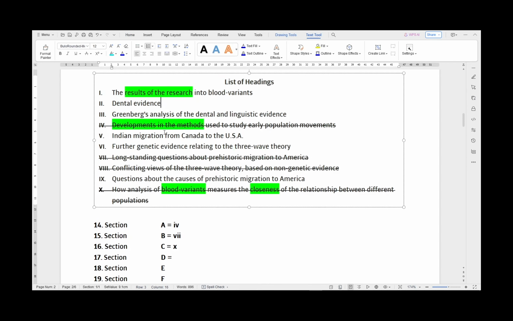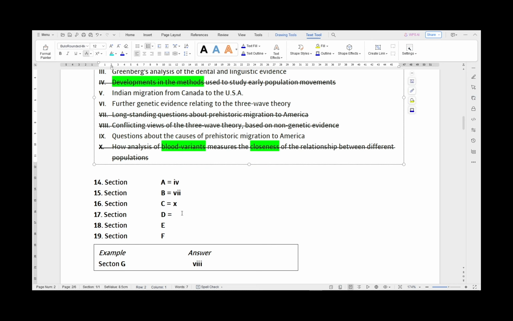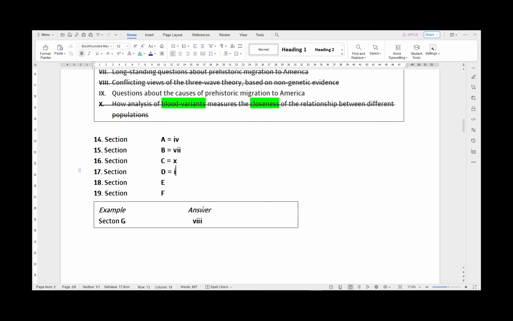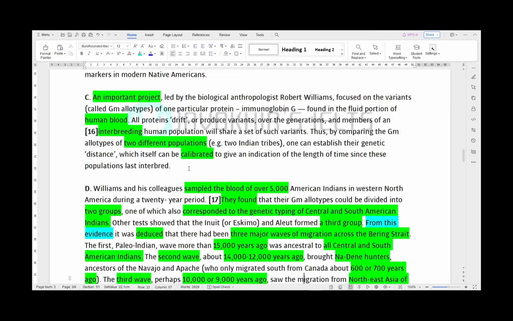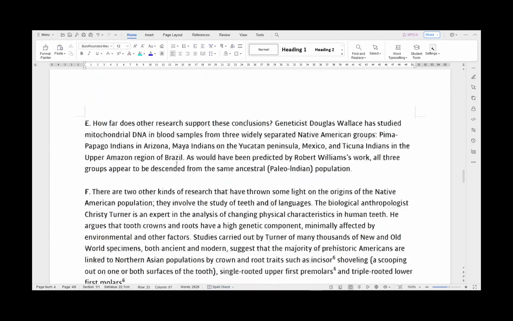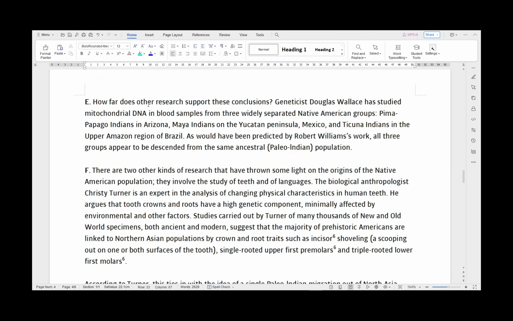We chose D as option number 1. Yes, because it's talking about results. So we're going to take and put 1 there. Now option E. Okay, we have DE. How far does other research support these conclusions? How do they support it? I'm going to take green.